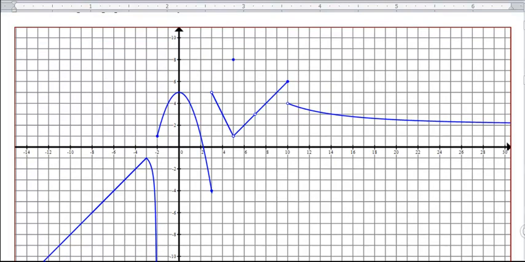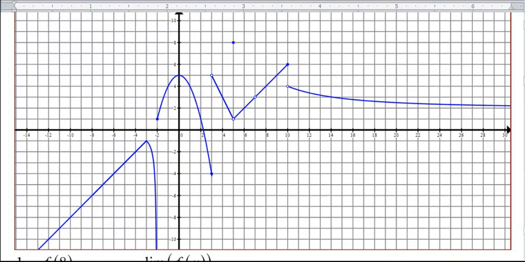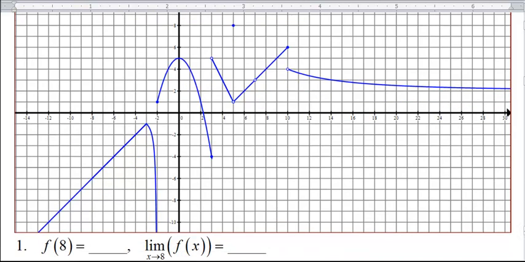Now, what we want to do is talk about some of these limits. So, for example, let's start with function values. The first thing is, let's look at f(8).